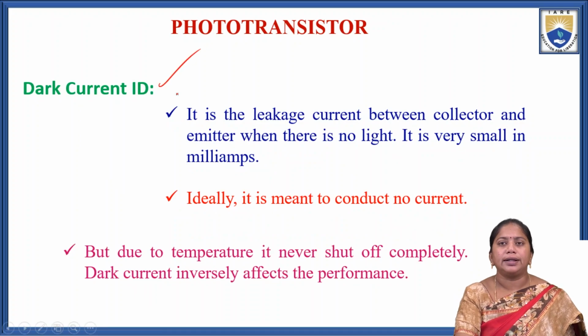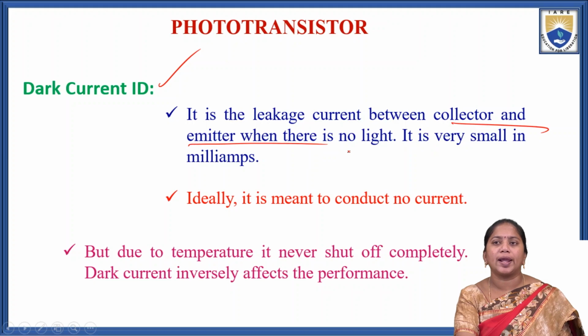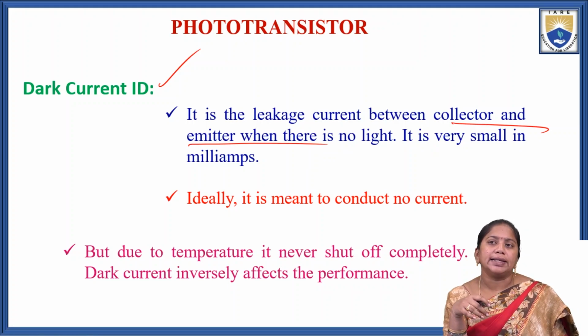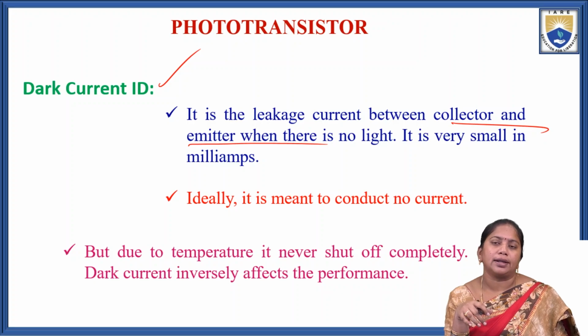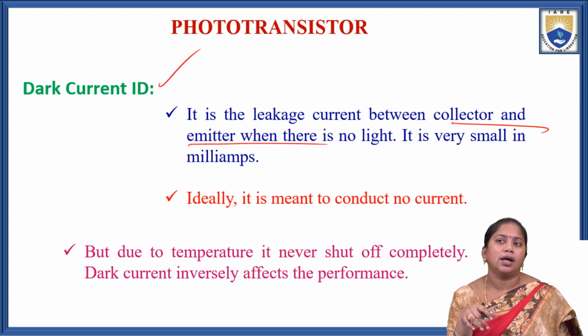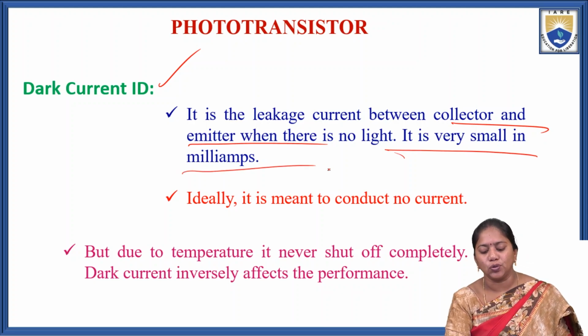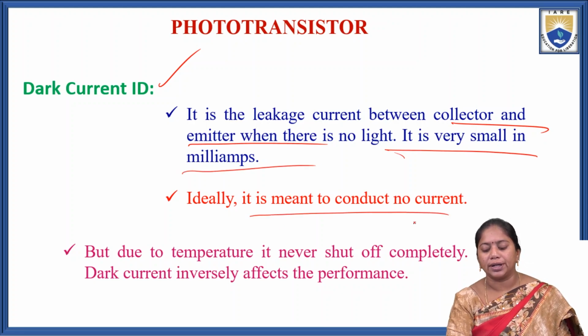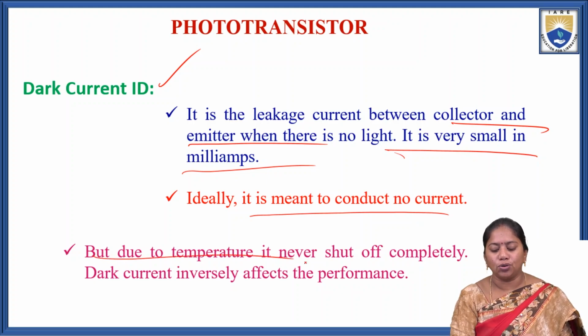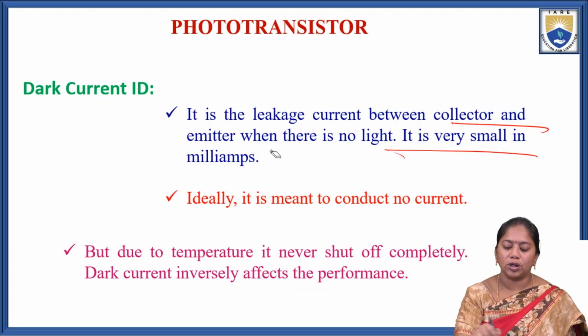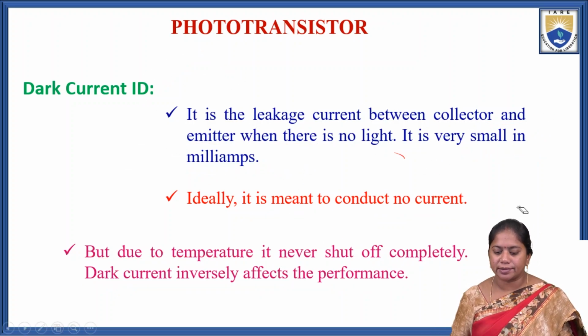Then dark current ID. It is the leakage current between the collector and emitter when there is no light incident on the base. It is very small, in the range of milliamperes. Ideally it is meant to conduct no current, but due to temperature it never shuts off completely. Dark current adversely affects the performance, and it depends on the temperature.